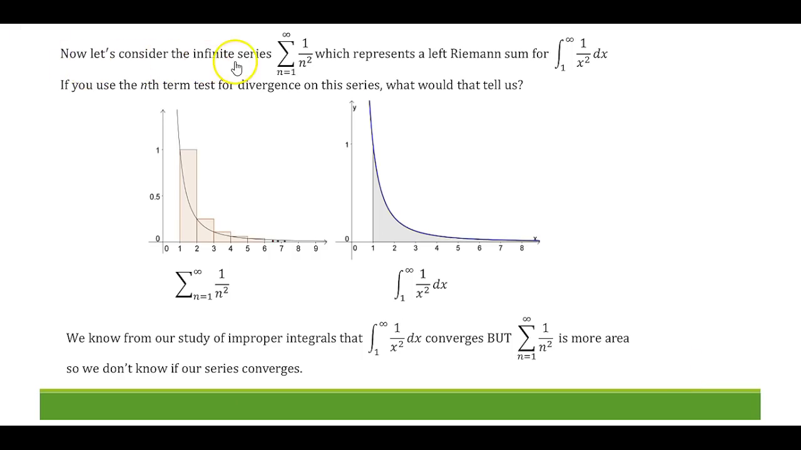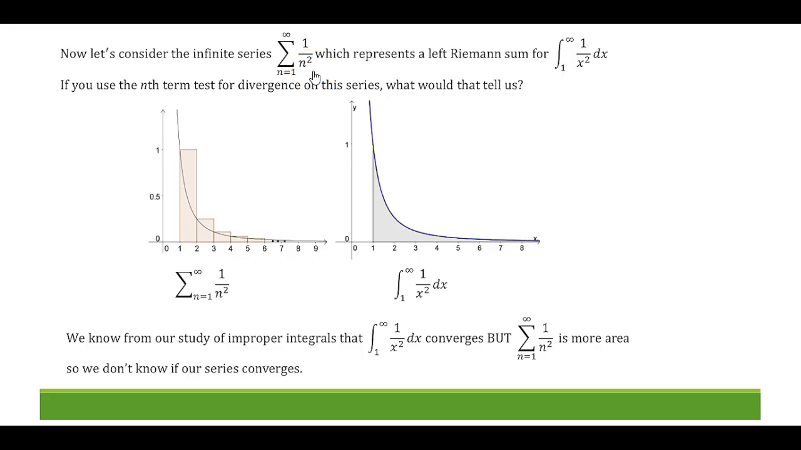Now let's consider the infinite series, the sum from n equals 1 to infinity of 1 over n squared, which represents a left Riemann sum for the integral from 1 to infinity of 1 over x squared dx. If you use the nth term test for divergence on this series, what would that tell us? Well, the nth term test for divergence says to take the limit as n approaches infinity of a sub n, or 1 over n squared, which gives us 0. So that's inconclusive. We're not sure whether this series converges or diverges.